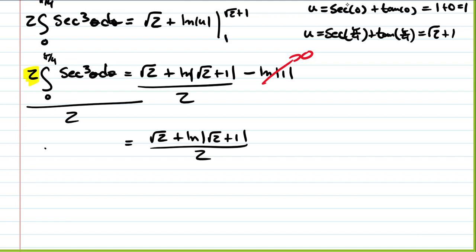And that would be the length of that parabola from 0 to 1. It's the square root of 2 plus the natural logarithm of the square root of 2 plus 1, over 2.